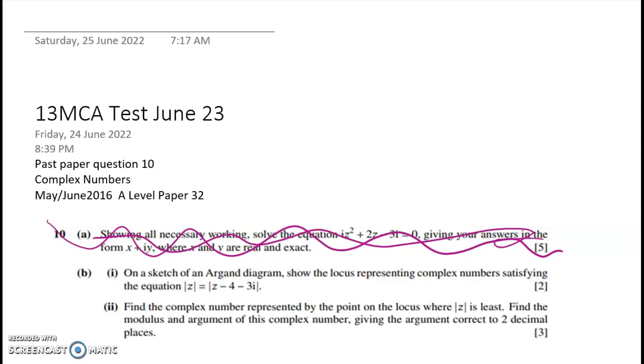Kia ora. In this video, I'm going to look at the locus part of this complex numbers question. Now, if you do a good diagram, it's very easy to get full marks here. It's not a particularly conceptually tricky question.